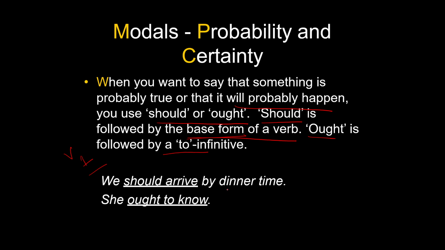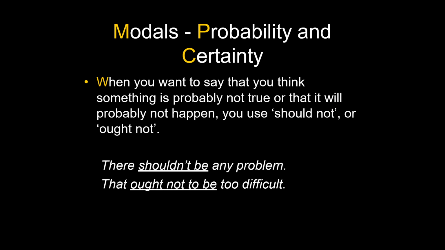So, we should arrive by dinner time. Now look here, this should plus base form of the verb, or verb 1, refers here to probability. She ought to know, here also probability. Now similarly, when we want to say that we think something is probably not true or that it will probably not happen, we use should not, the negative of should, and then ought not to, the negative of ought to. So there shouldn't be any problem, and that ought not to be too difficult. So these are the negative forms of should and ought.